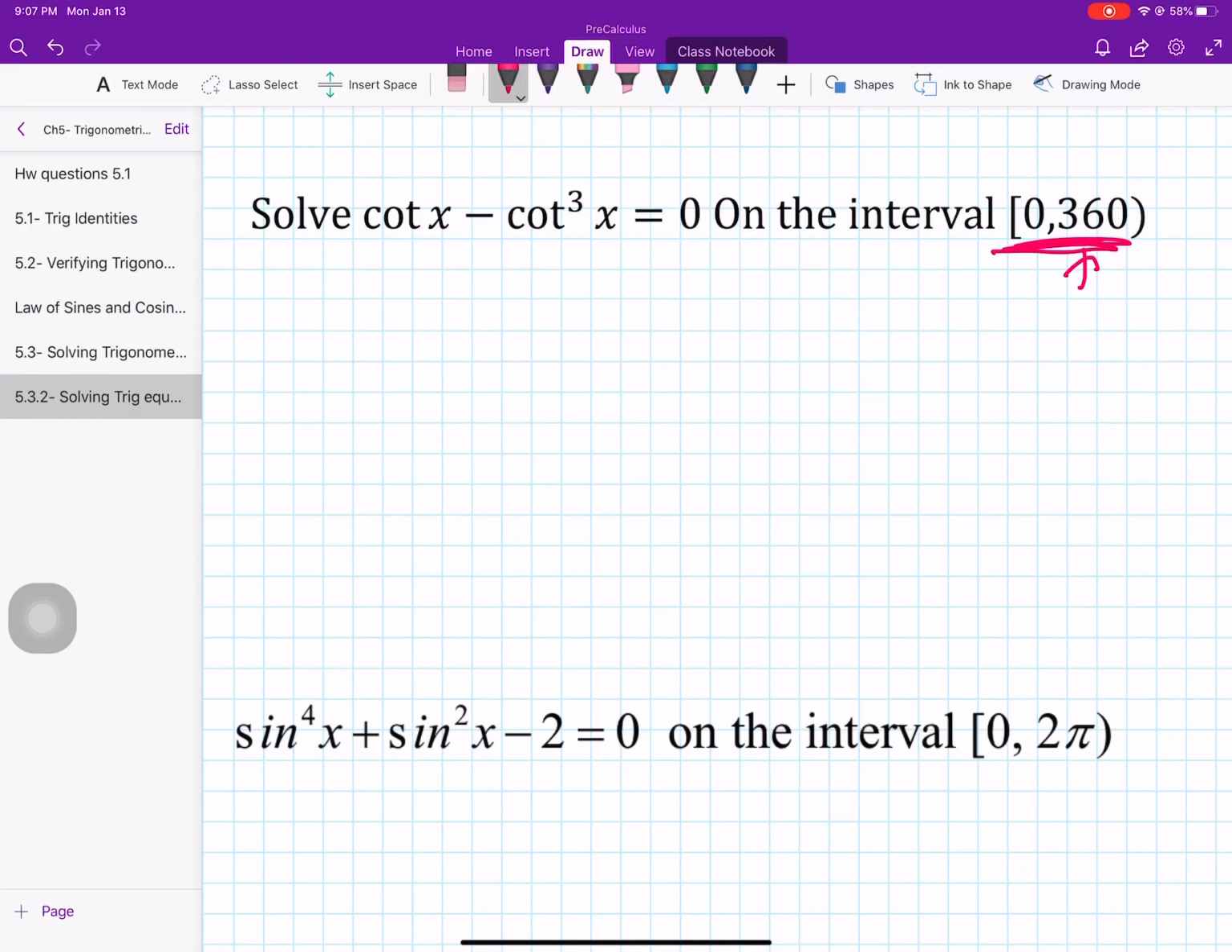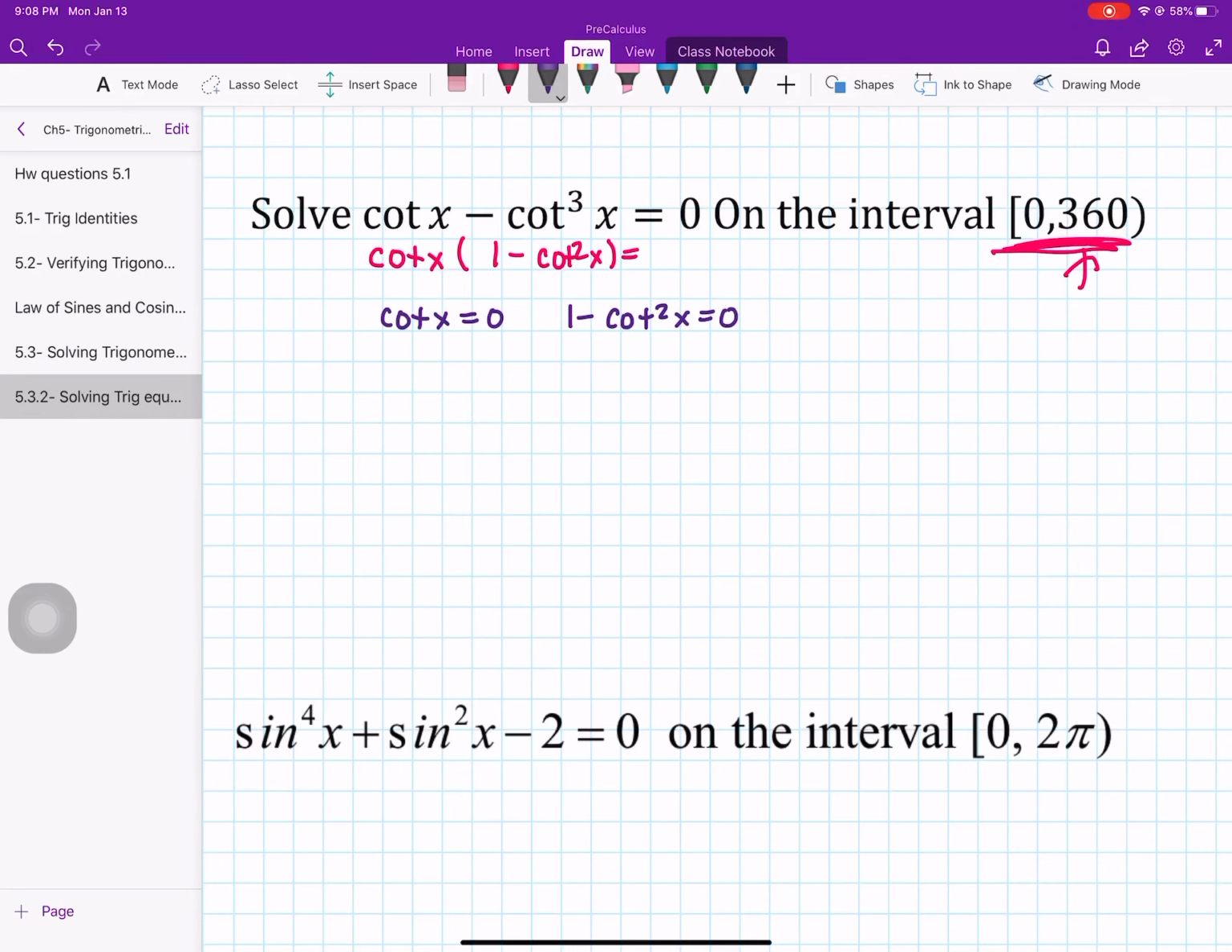So this is another situation where we will be factoring out a greatest common factor. The greatest common factor here being cotangent of x. And as with any factoring problem, you set each factored portion equal to 0 and continue to solve your smaller equations.